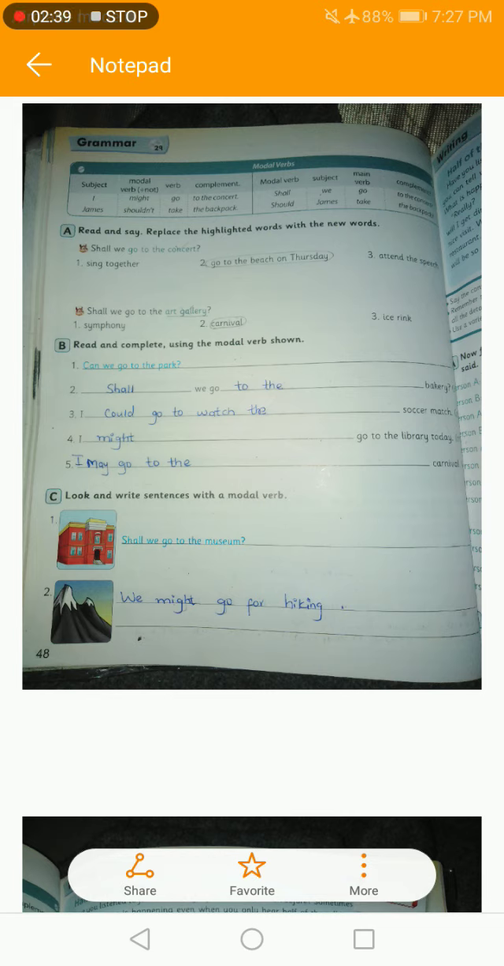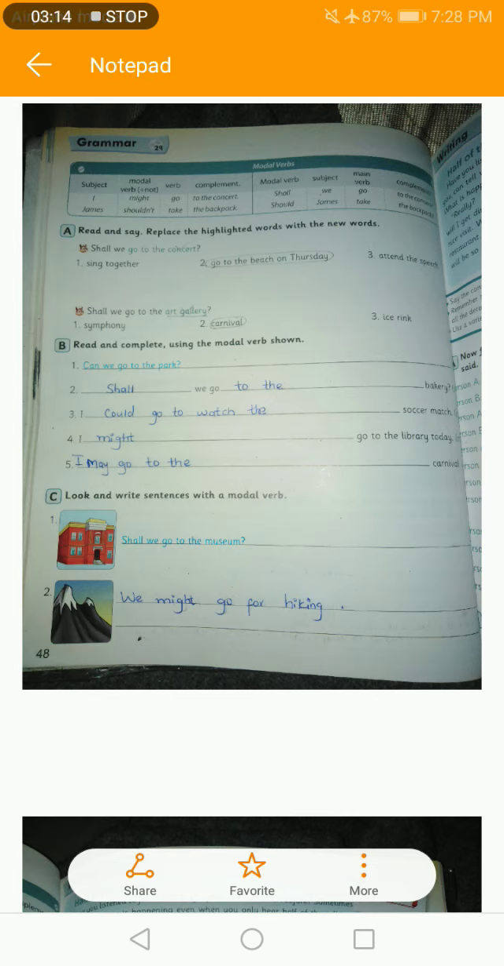Third one. I dash soccer match. I could go to watch the soccer match. Then fourth one. I dash go to the library today. So we have to add a modal verb. Here, I might go to the library today. Fifth one. Dash carnival. I may go to the carnival.